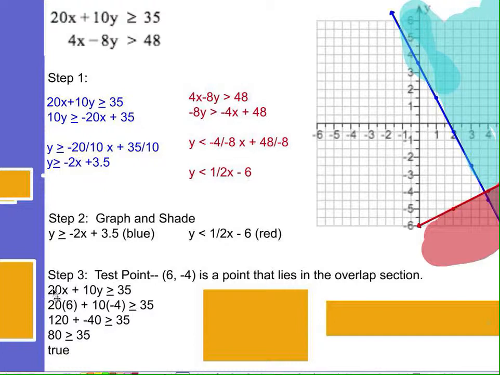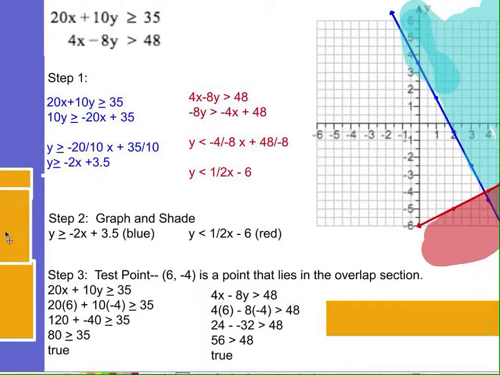In the first equation, when I plug it in, I get 20 times 6 plus 10 times the -4 is greater than or equal to 35. I do the math, and once I simplify, I get 80 is greater than or equal to 35, which is true. For my second equation, again, 4 times 6 minus 8 times a -4 is greater than 48. So I get 24 minus a -32 is greater than 48. 56 is greater than 48, which is true.